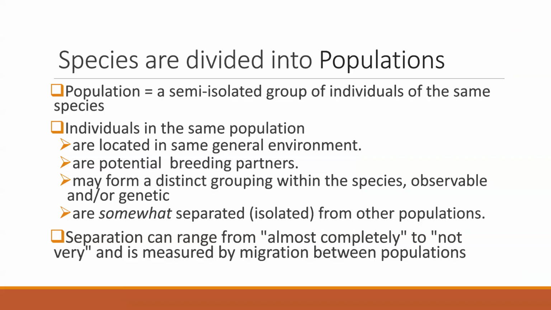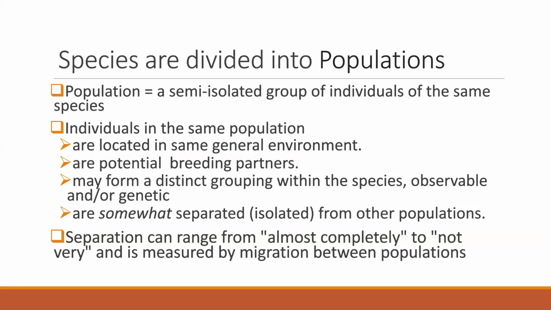But each population may form a distinct grouping within the species. So we might see observable characteristics that are different between populations, such as color patterns and size. And we may be able to detect genetic differences that aren't observable from the outside. So these populations are somewhat separated or isolated from other populations. What they aren't is well mixed. All right. So if we have a group of individuals of the same species that are mixing completely together with one another, they're all in the same population, is another way to think about it.